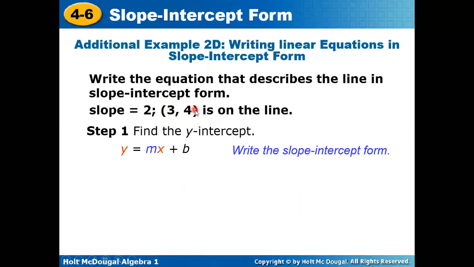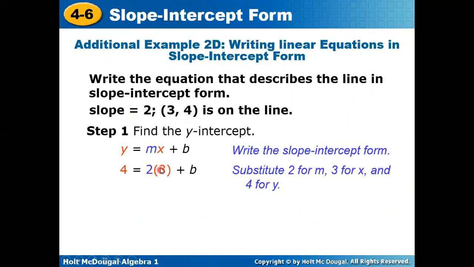So this point is on the line. It means this point satisfies the equation of the line. It means this 3 is x and this 4 is y. So we can substitute the given values: m is 2, the slope, x is 3, and y is 4. So it will be like this. This step, we did it to find the value of the y-intercept, which is b.